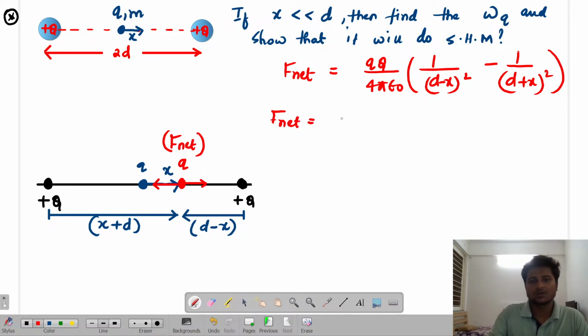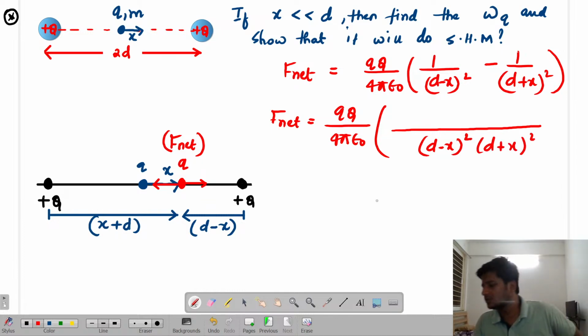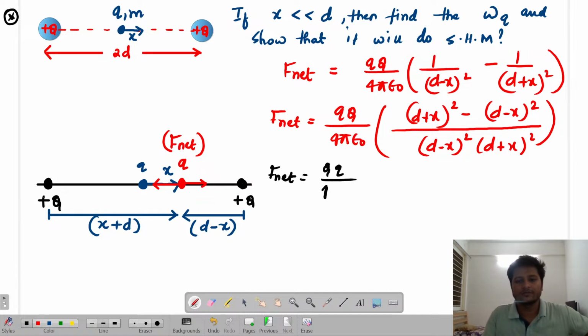So F net will be q into Q by 4 pi epsilon naught. इसको सॉल्व करो तो क्या आएगा, यहाँ तक किसी को डाउट नहीं ना? (d plus x) whole square minus (d minus x) whole square, है ना? ध्यान से देखा जाए तो F net बराबर qQ by 4 pi epsilon naught. इसको हम एक्सपैंड कर सकते हैं, तो सारे वो d स्क्वायर x स्क्वायर वाले टर्म कैंसिल हो जाएंगे, बचेगा क्या?